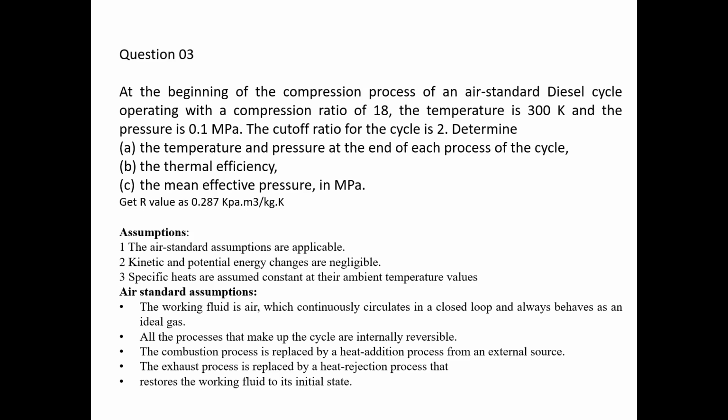Then determine part A, the temperature and pressure at the end of each process of the cycle. So we have 4 processes, 4 points, and at all the points we need to calculate the temperature and the pressure. Then the thermal efficiency eta, and the mean effective pressure in megapascal. Then we are given R value equal to 0.287, right?